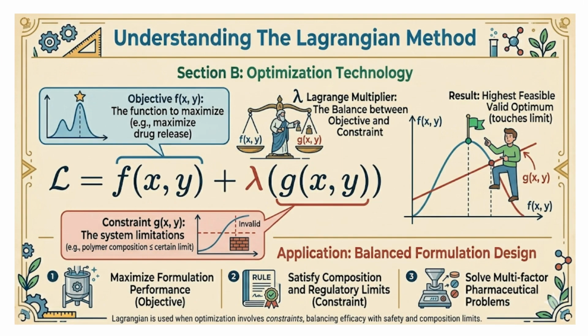The Lagrangian method is key for balanced formulation design. It uses the Lagrange multiplier to find the highest feasible optimum, ensuring both objective and constraint are satisfied. This allows optimization while meeting regulatory or compositional limits.